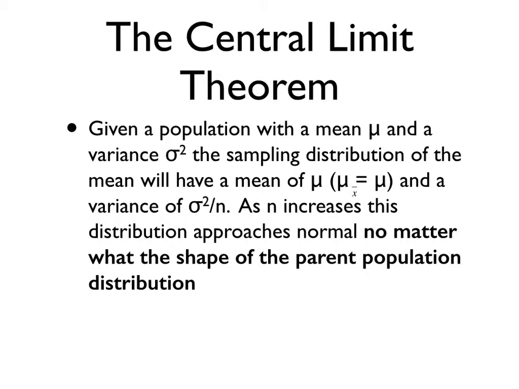Now, I mentioned this last time, why would the variance be sigma squared over n? Well, we know it's going to depend on n. And as n gets bigger, it's going to get smaller, isn't it?